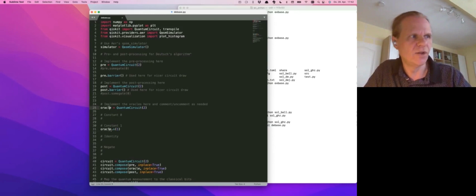I provided constant 1 here. In order to get constant 1, you just set the output qubit to 1, right? So you just put a NOT gate right after the beginning of the quantum circuit onto the output qubit and set it to 1. And then it's a constant 1 output because it's independent of the input.